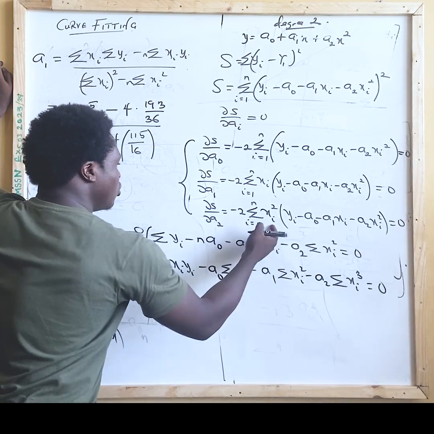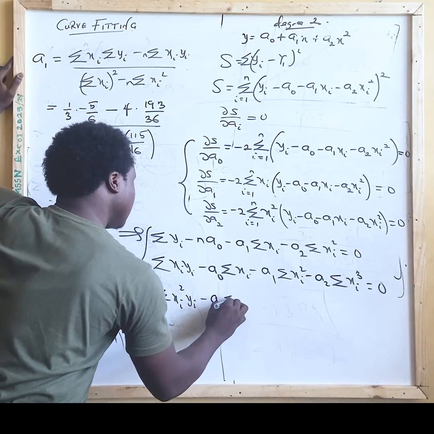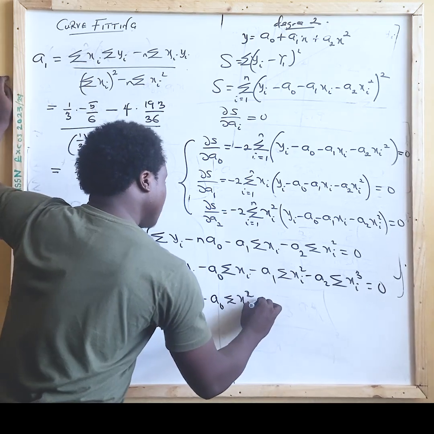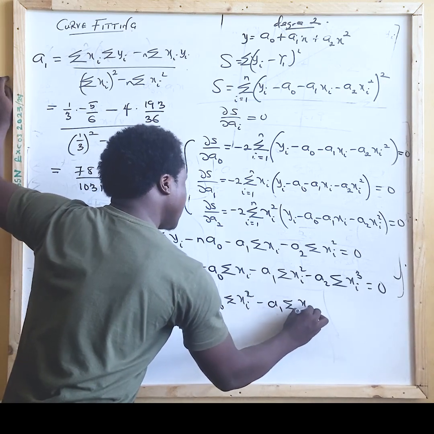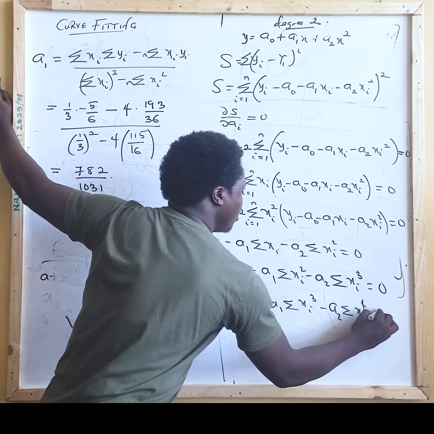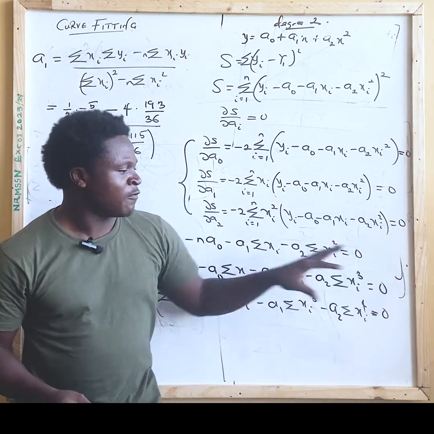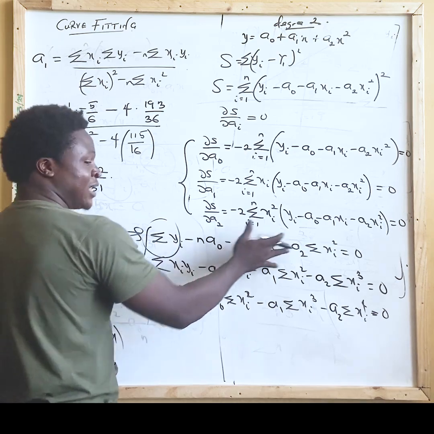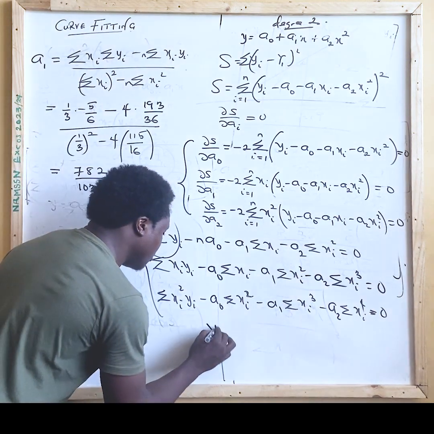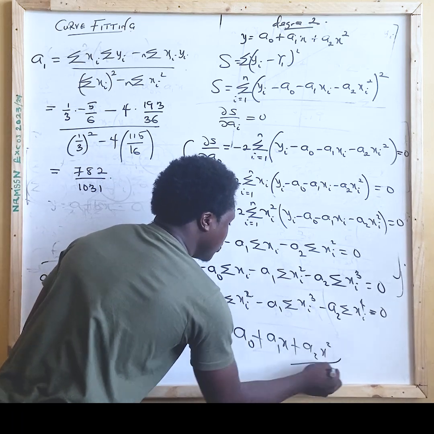The next one will be minus a naught summation xi squared, minus a1 summation xi cubed, minus a2 summation xi to power 4. Everything is equal to 0. So if you can remember all of this, of course we know how to get summation yi and xi. We can easily solve for a naught, a1, a2, so that our polynomial will be of the form y equal to a naught plus a1x plus a2x squared.